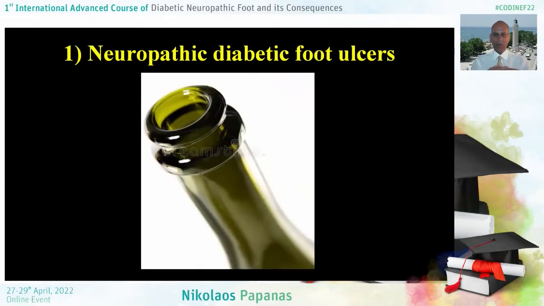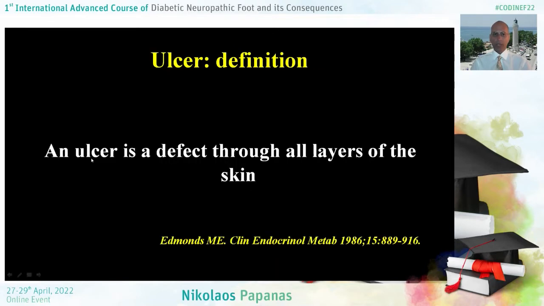So this is the neck of a bottle, and it reminds us of a typical neuropathic ulcer, which is circular with smooth borders and moves to deep underlying tissues like the neck of a bottle. And it justifies the old Latin name of malperforans, which means that it is a perforation, it is a piercing to underlying tissue. So an ulcer is a defect through all layers of the skin, and that is a historical definition by my mentor, Mike Edmonds.